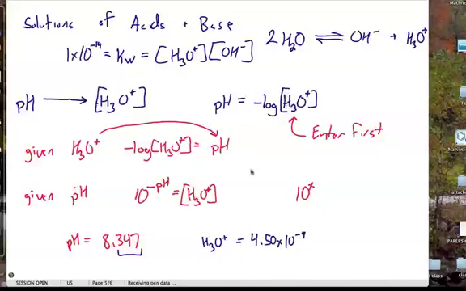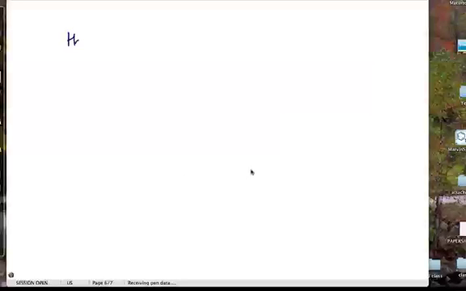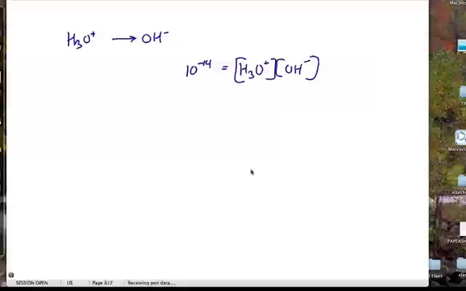And so figure out that aspect of your calculator. So what that allows us to do is quickly interconvert H3O plus and pH. We already know, though, that H3O plus is intimately tied to OH minus via Kw. 10 to the negative 14th is equal to H3O plus times OH minus. And so if we know one of them, we can rearrange and solve for the other.